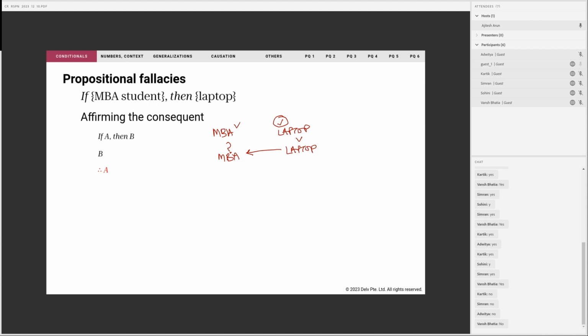Excellent. So I've received a few no's on this. Perfect. So I think everyone is comfortable with the fact that if you say if A, then B, then you can't automatically go in the opposite direction and say B is true and therefore A is true.